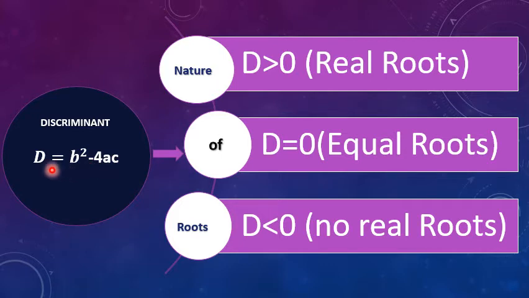On the basis of the discriminant, we can discuss the nature of roots. When the discriminant is greater than 0, that is, when it is positive, we always get real and distinct roots. When the discriminant is equal to 0, we always get equal roots. When the discriminant is less than 0, that is, when D is negative, we always get not real roots, meaning roots don't exist.